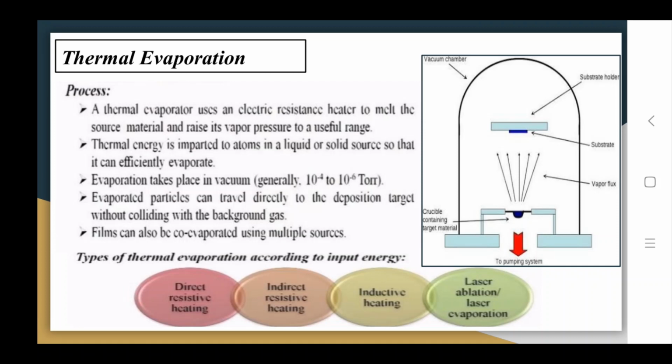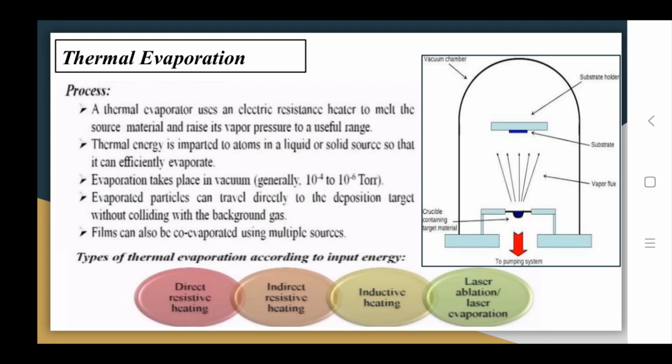Thermal evaporation uses an electric resistance heater to melt the source metal and raise its vapor pressure to a useful range. So sometimes we use certain kinds of heating elements, or a heating coil. That heating coil gives a thermal environment by which your source goes into vapor form, and that vapor deposits onto your substrate, whether metal, ceramics, or polymers.